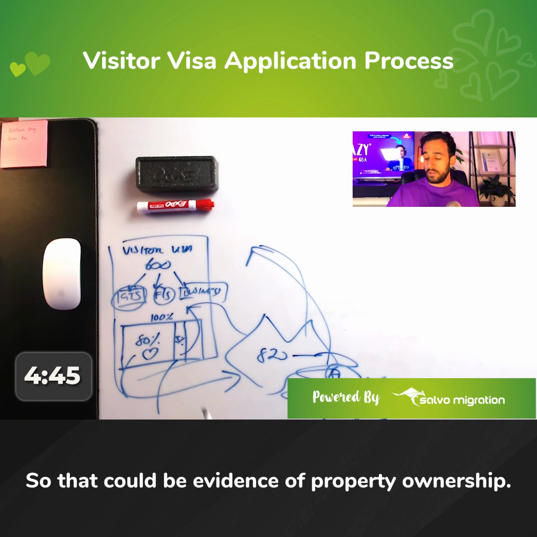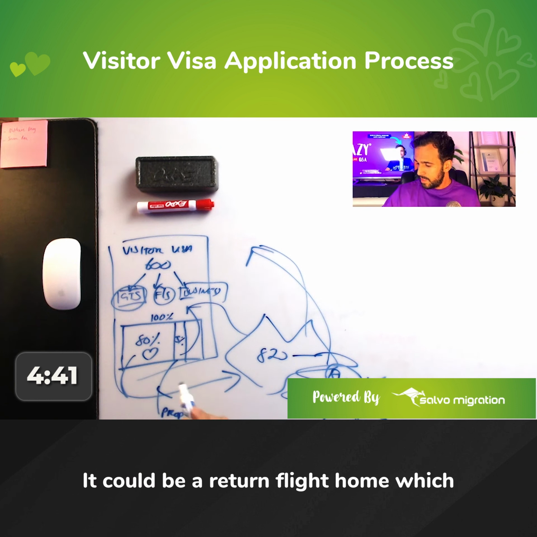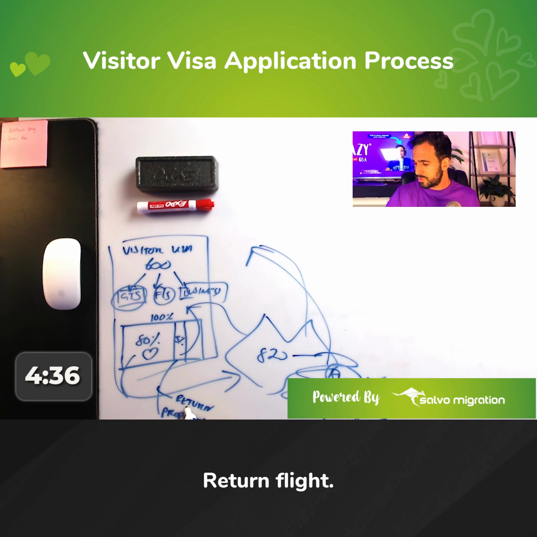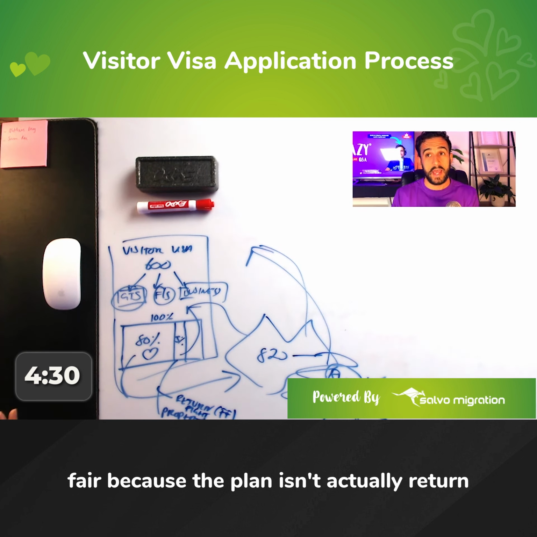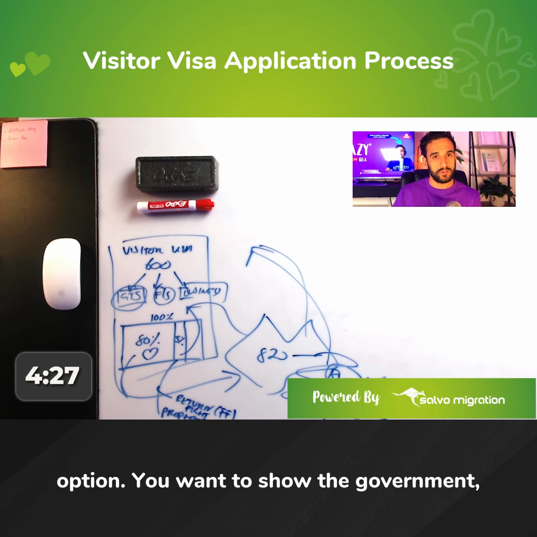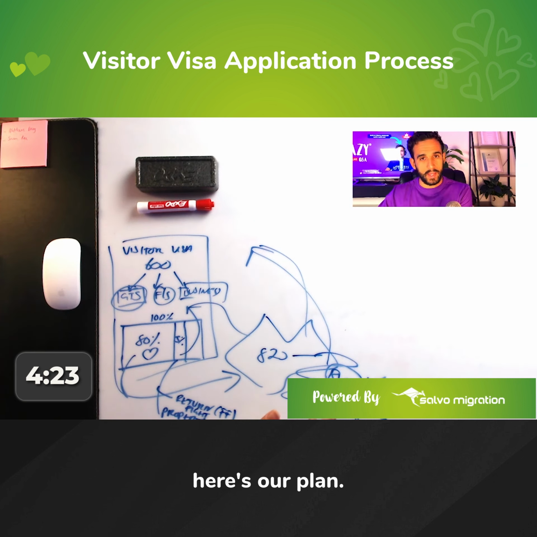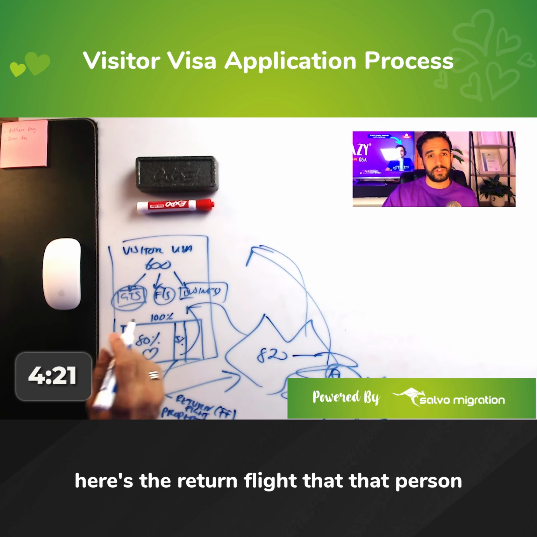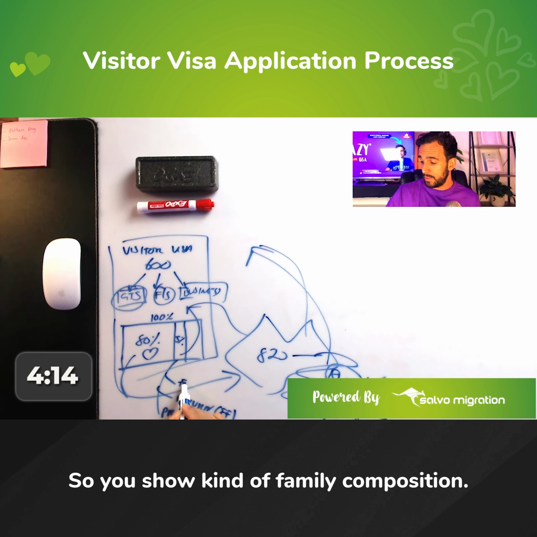So that could be evidence of property ownership. It could be a return flight home, which is probably a big one. Return flight. I would always recommend a fully flexible fare, because the plan isn't to actually return home, but you just want that as an option. You want to show the government, here's our relationship evidence, here's our plan, but if something goes wrong, here's the return flight that person will leave the country if required. Links to the home country, so you show kind of family composition.